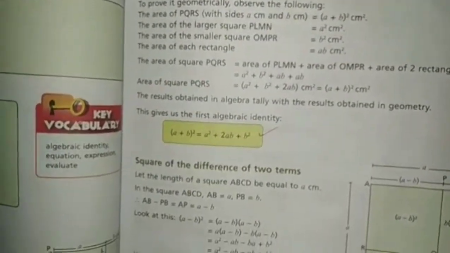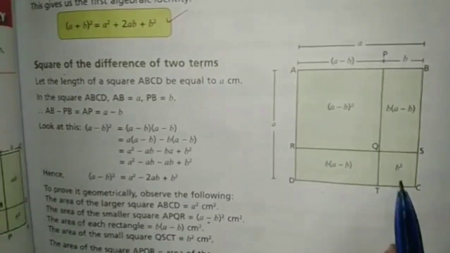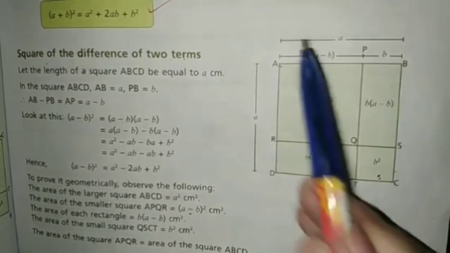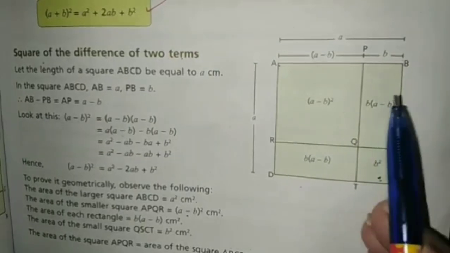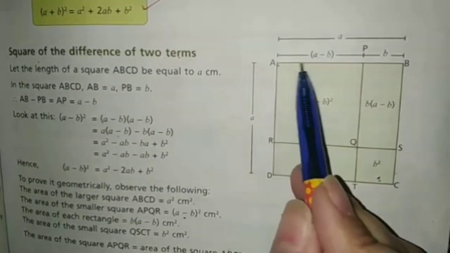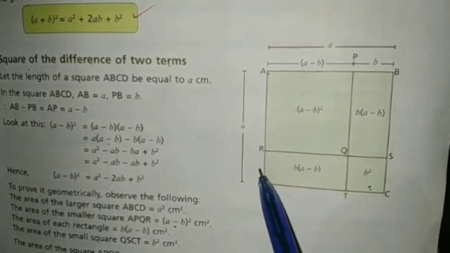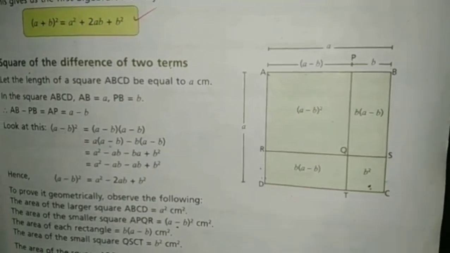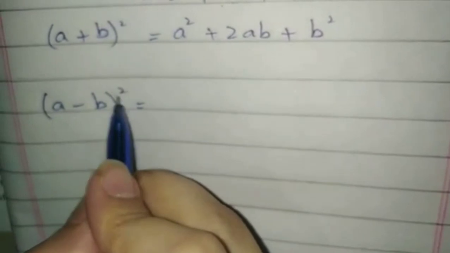Right. Now we shall move on to our next, the square of the difference of two terms. This is a square. Look at this figure. This is a square. The whole length AB is equal to A and this length is equal to B. If we subtract this area, then we will get A minus B. So length is equal to A minus B and breadth is also equal to A minus B. So the area of the square is (A minus B) whole square, which is a square term.